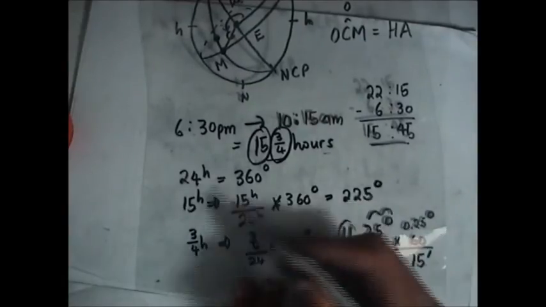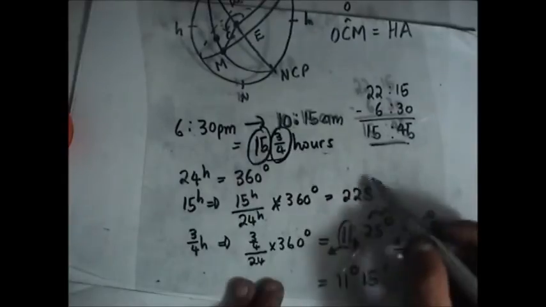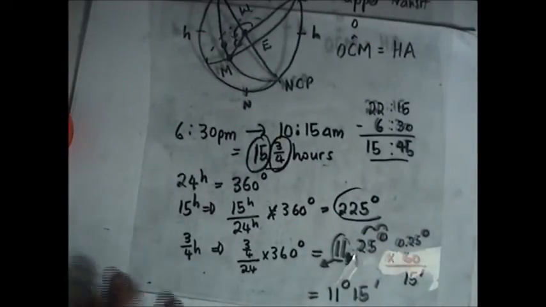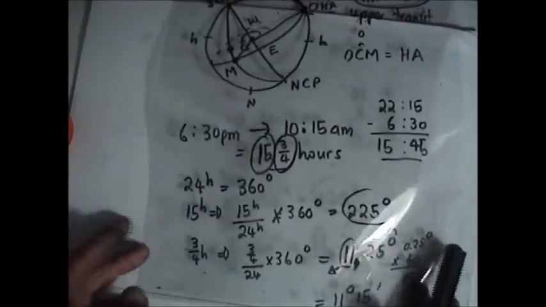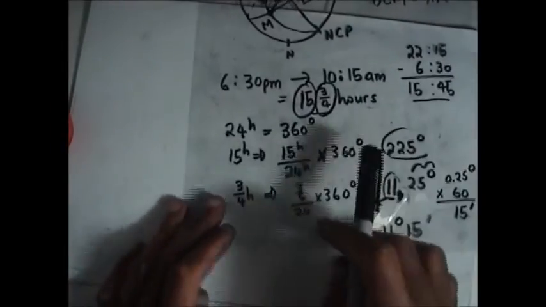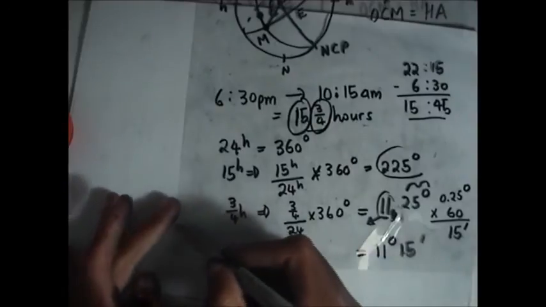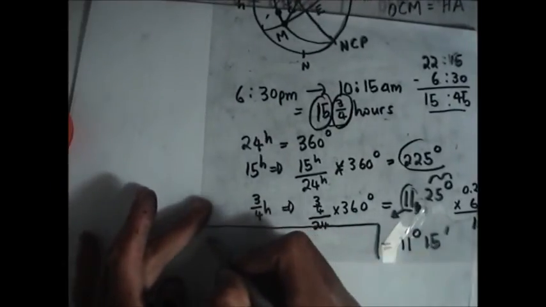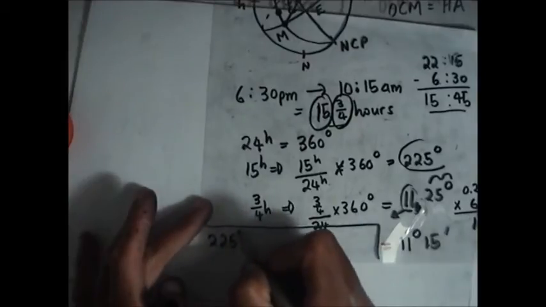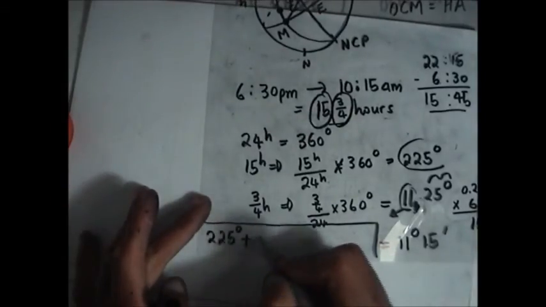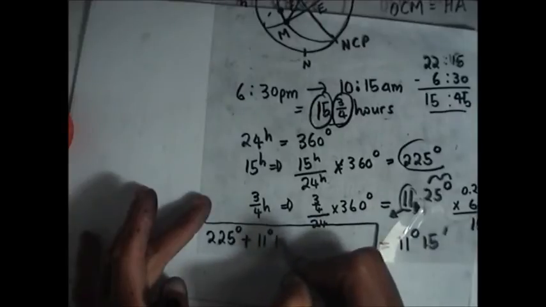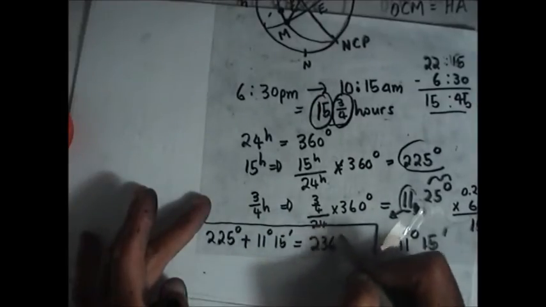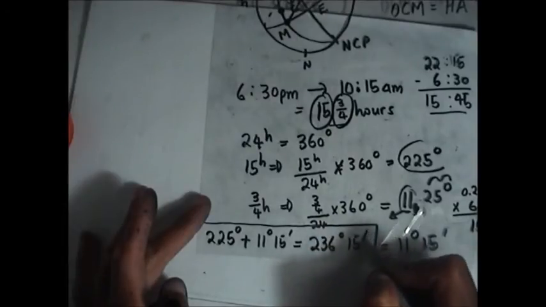Now we have converted both of these things, so we can add the 11 and the 15. Now I do not have space, so I'm sorry, I'm just going to squeeze here. I didn't rub off my paper, so I'm just going to squeeze there. This is going to be 225 degrees plus 11 degrees 15 minutes. When you do the maths, you get 236 degrees 15 minutes.